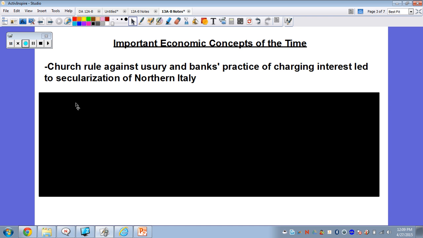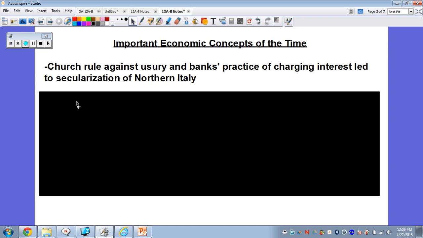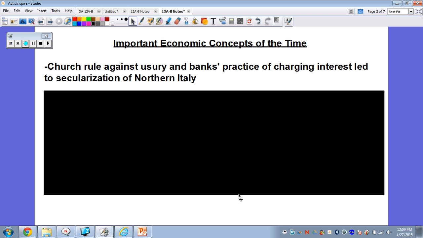A couple of important economic concepts: during the late Middle Ages, the Catholic Church had a rule against usury. What usury is, is the bank's practice of charging interest. So when a bank gives a loan, part of the reason the bank is willing to give loans is they charge you interest, so they make a profit as you repay them on that loan. Like if you ever have student loans, maybe the cost of your tuition is $24,000 a year. Well, the bank's going to charge you 6%, and at the end of the day, they're probably going to make $30,000 off of their $24,000 loan. And this is how banks make money, by charging interest.